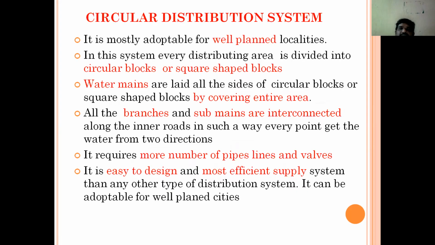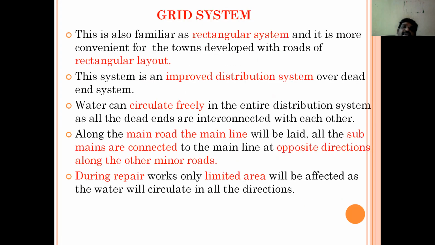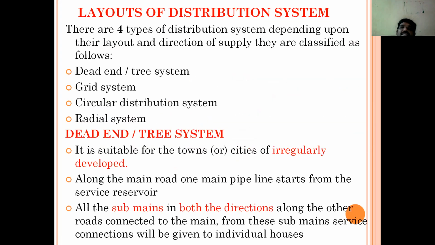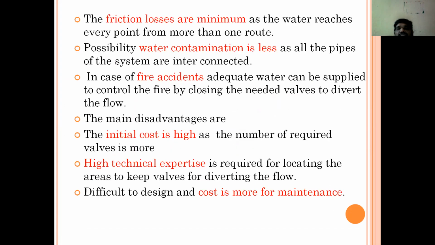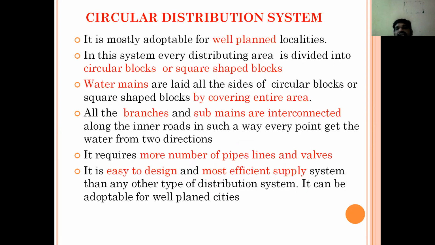This is the grid system. Next one is about the circular distribution system. It is mostly adaptable for well-planned localities. In the previous cases, the dead-end system is for irregularly developed cities, and the second one is for cities having mostly rectangular layouts, and this one is for well-planned localities.